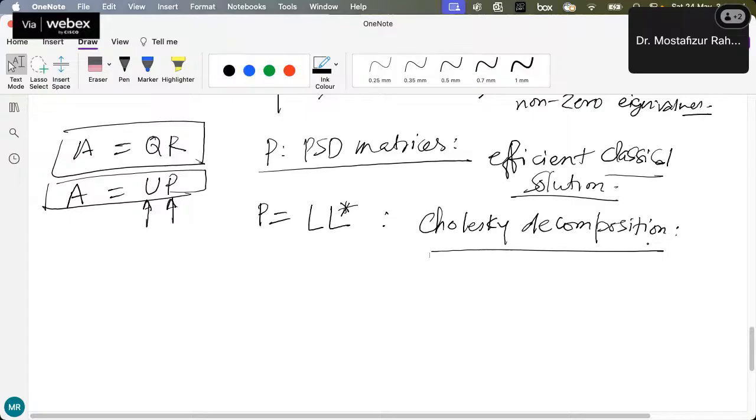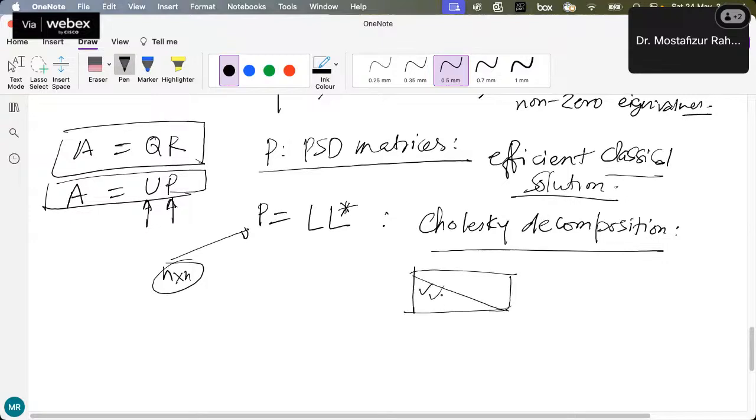Cholesky decomposition. That means what? Suppose P is an ordinary matrix. So how many elements are here? There are n cross n elements, n square elements, right? Now L is a lower triangular matrix. That means you need half of the elements, roughly half of the elements, approximately, right?